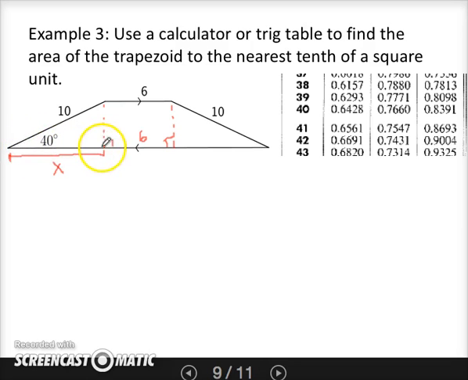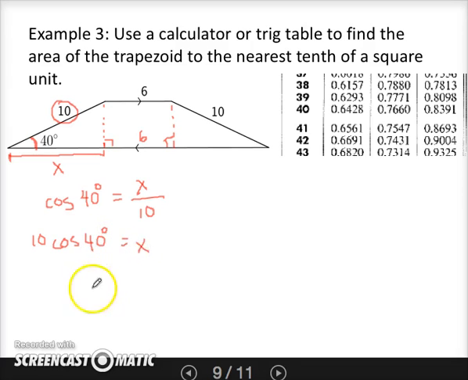Okay, notice that x is the side adjacent to this 40-degree angle, and 10 is the hypotenuse of this right triangle. So I'm going to use the cosine function, since cosine involves the adjacent and the hypotenuse. The cosine of 40 is adjacent over hypotenuse, which is 10. So multiplying both sides by 10, I have 10 times the cosine of 40 equals x.